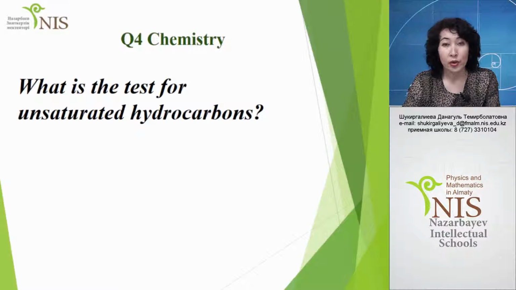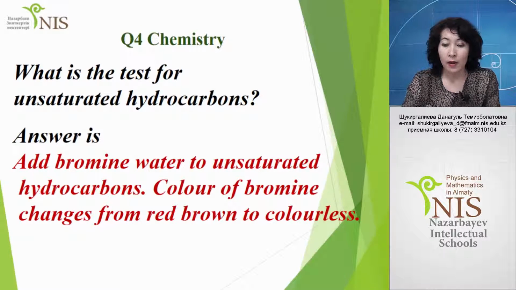So, the next question is related to chemistry. Question number 4. What is the test for unsaturated hydrocarbons? And let's look at the correct answer. The correct answer is: add bromine water to unsaturated hydrocarbons. The color of bromine changes from red-brown to colorless.